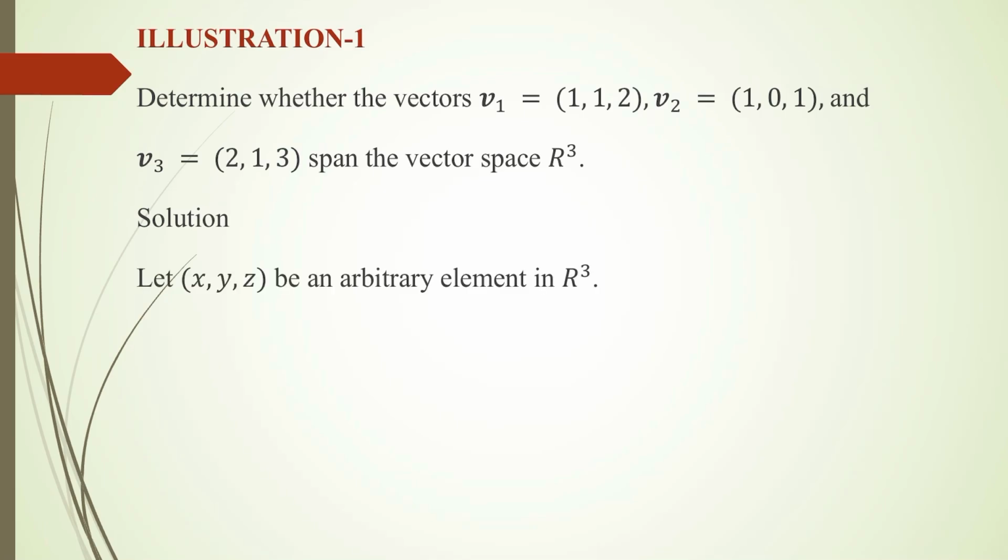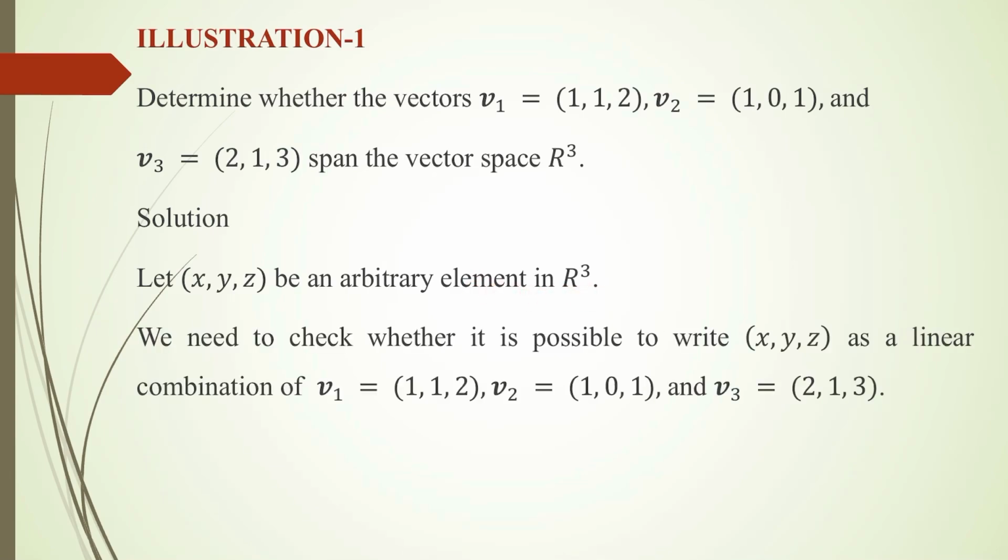So let the ordered triplet xyz be an arbitrary element of R3, and we need to check whether it is possible to write xyz as a linear combination of v1, v2 and v3. First we are assuming that we can write xyz as a linear combination of v1, v2, v3 as k1 v1 plus k2 v2 plus k3 v3.